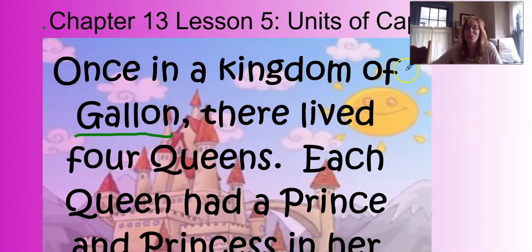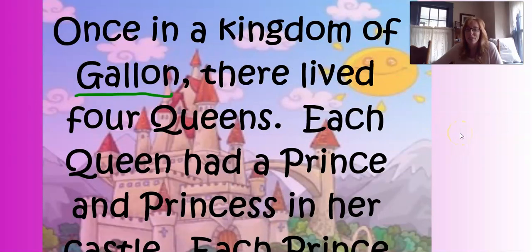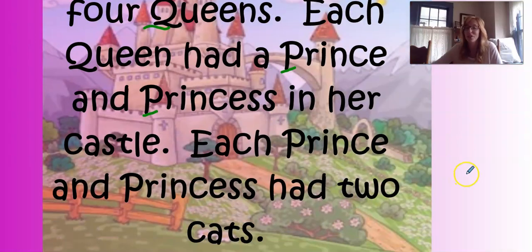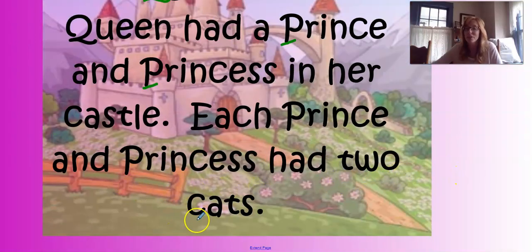All right, so once in the kingdom of gallon, there lived 4 queens. So queens is going to be important. Each queen had a prince and a princess in her castle. Each prince and princess then had 2 cats. That's really important. Okay.